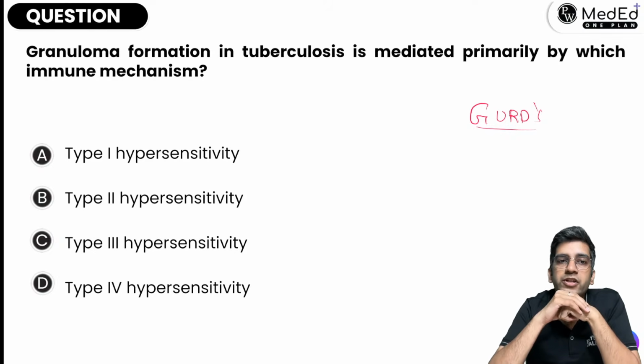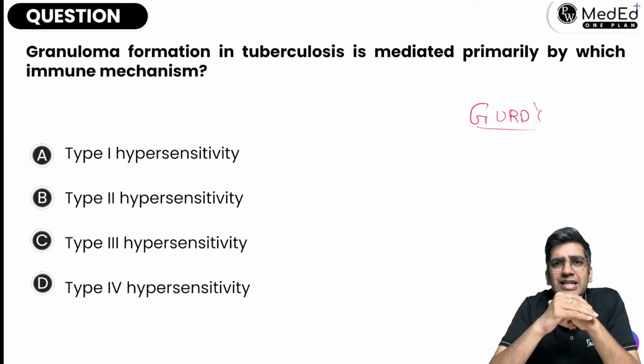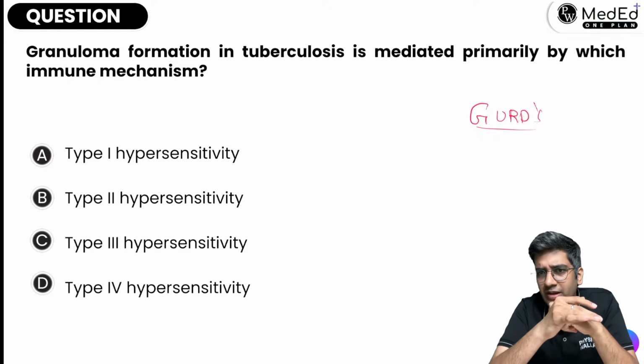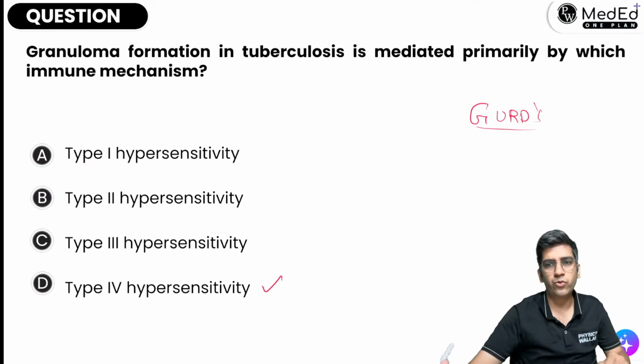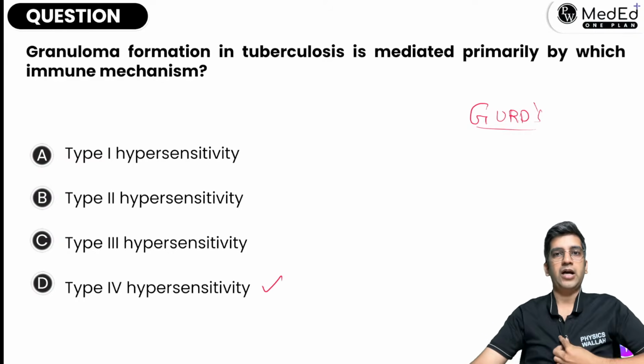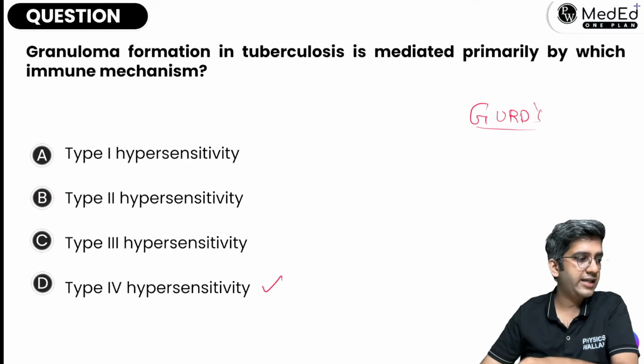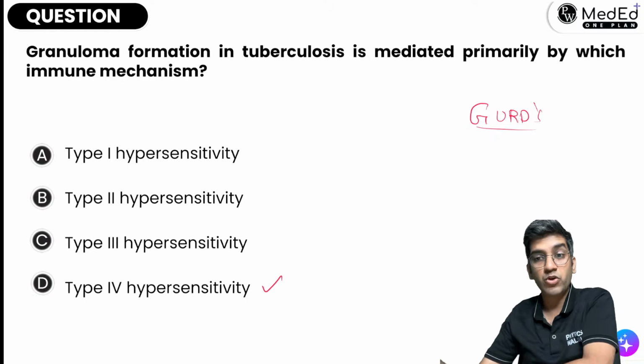You must have read it in orthopedics. What's the answer for this question? Granuloma in TB is a classical example of type 4 hypersensitivity. You are absolutely right, Sid. It's classical for a type 4 hypersensitivity reaction, right? How many of you remember it's Gurd's criteria after I told Gurd's criteria?